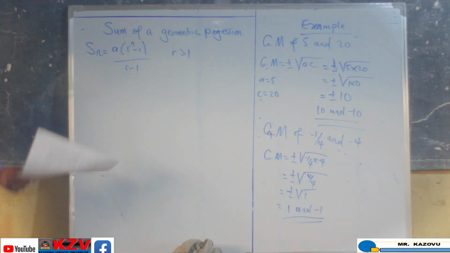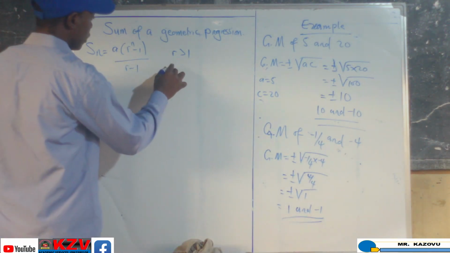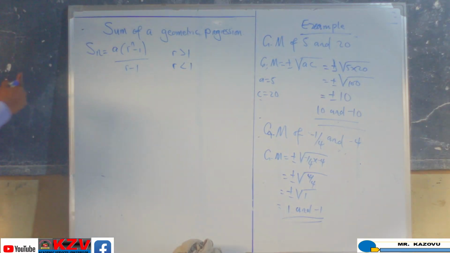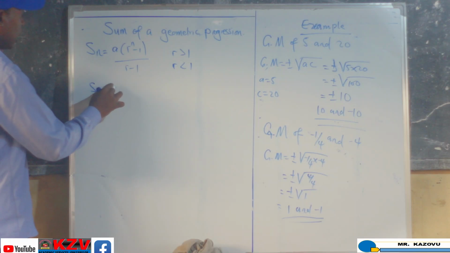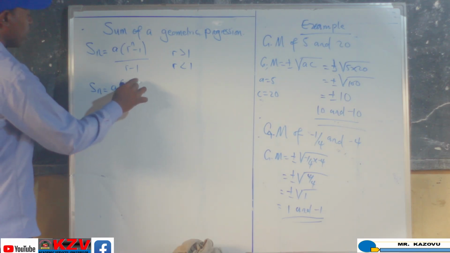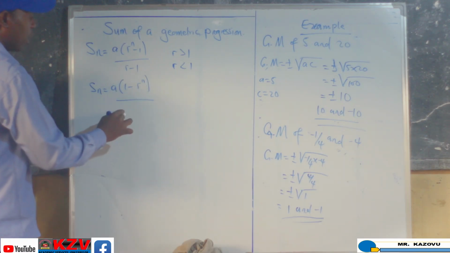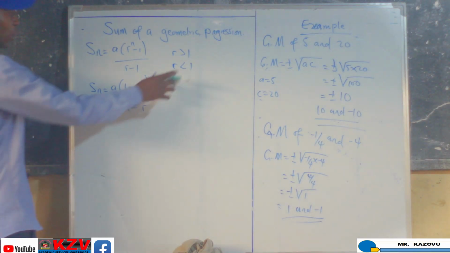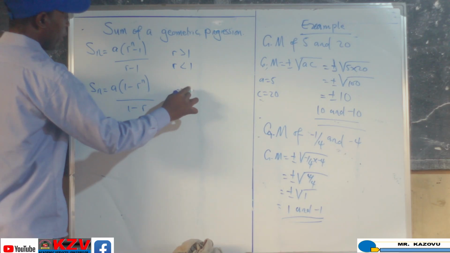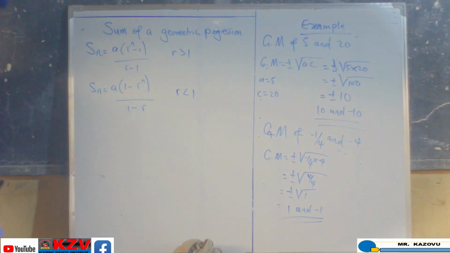Okay. Suppose R is less than 1. Then this one changes also. It means that Sn is A, and then we have 1 minus R to the power n, over 1 minus R. Is that okay? So that is the condition for this one, when R is less than 1.